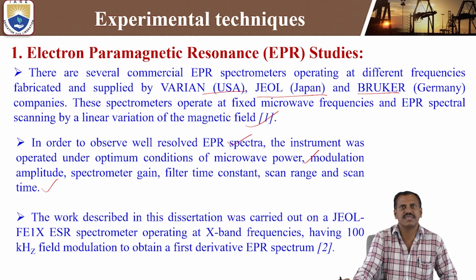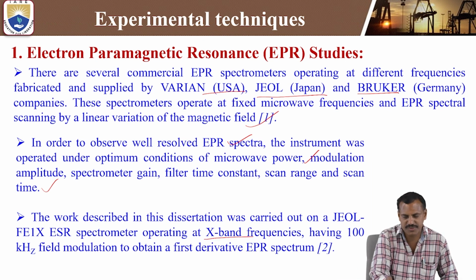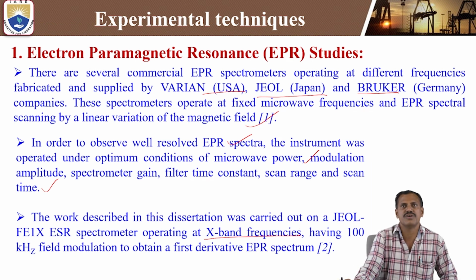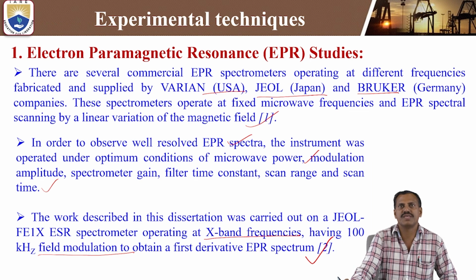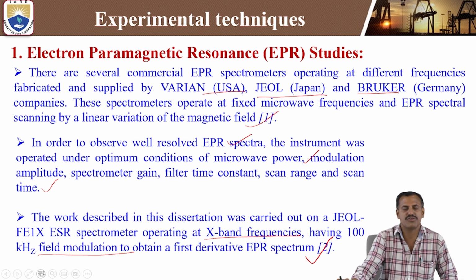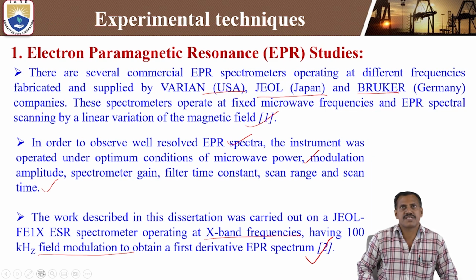The work described in this dissertation was carried out on a JEOL FE1X ESR spectrometer. Electron spin resonance and electron paramagnetic resonance are both similar. The ESR spectrometer operates at X band frequency. This is very important: in this presentation we use the X band ESR spectrometer, having 100 kHz field modulation to obtain the first derivative EPR spectrum. These are the electron paramagnetic resonance studies.